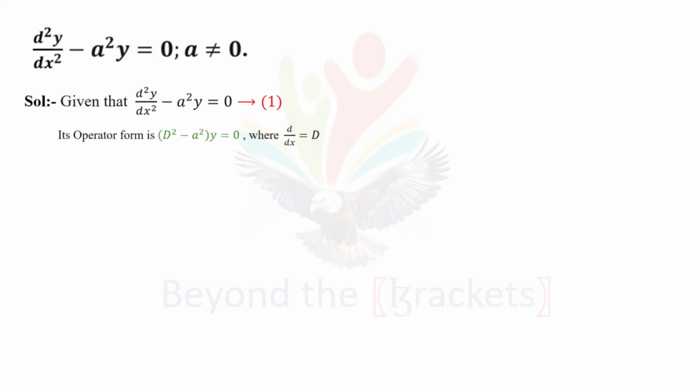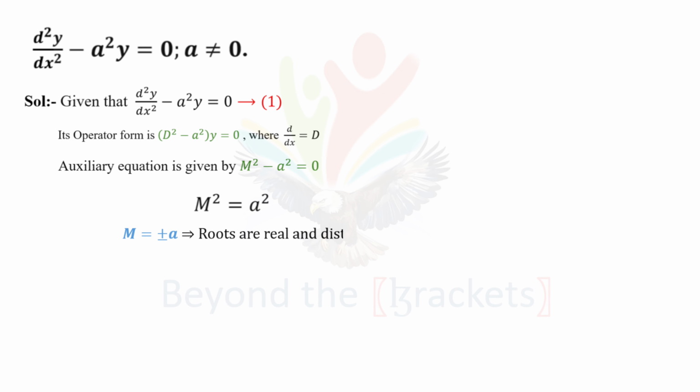Now, writing the auxiliary equation for this operator form, we replace D by m and equate it to 0. So the auxiliary equation becomes m square minus a square is equal to 0. This implies m square is equal to a square and hence m will be equal to plus or minus a. Therefore, the roots are plus a and minus a, which are real and distinct.